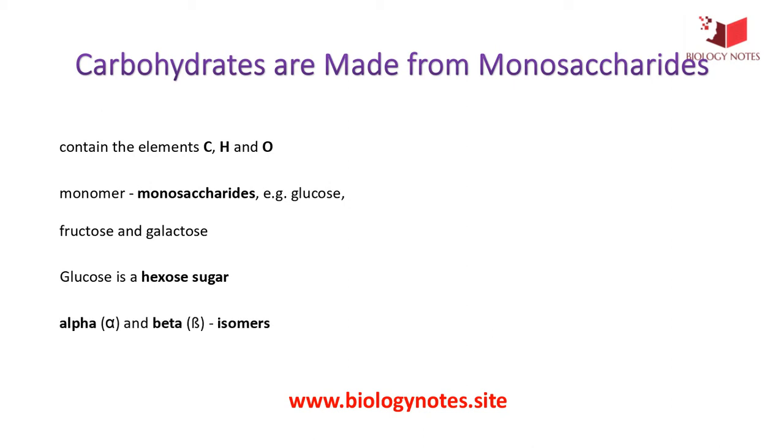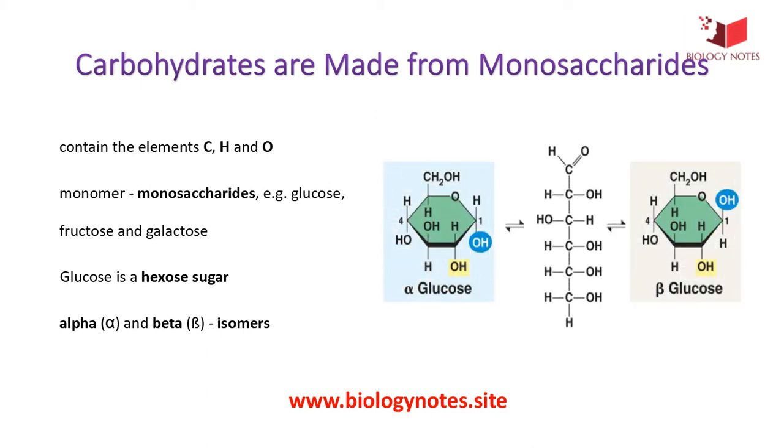There are two types of glucose, alpha and beta. They're isomers. Isomers are molecules with the same molecular formula as each other, but with the atoms connected in a different way. You need to know the structures of both types of glucose for your exam. It's pretty easy because there's only one difference between the two.